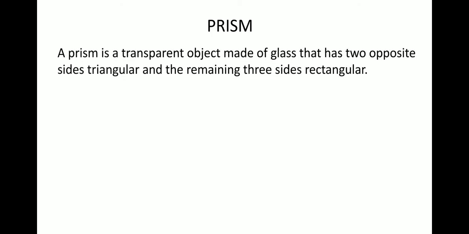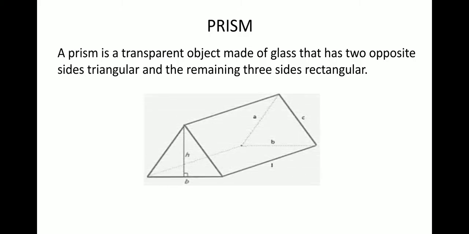Next is prism. A prism is a transparent object made of glass that has two opposite sides triangular and the remaining three sides rectangular. So there are two faces which are triangular, the first one and at the back, and there are three rectangular pieces, the first face out here, the second one out here at the back, and the third one down there at the bottom are rectangular sides.